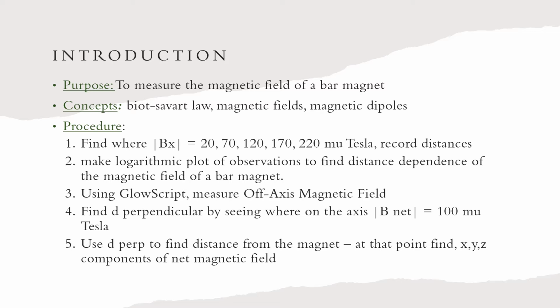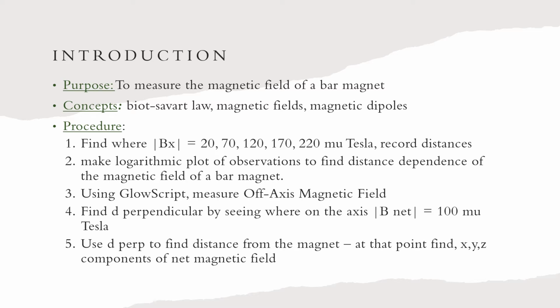followed in this lab was to find the magnitude of B of x using our magnetometer, measured in Teslas. We recorded the distance of each. Then we used all of that data to make a plot. This observation was to help find the distance dependence of the magnetic field of a bar magnet.